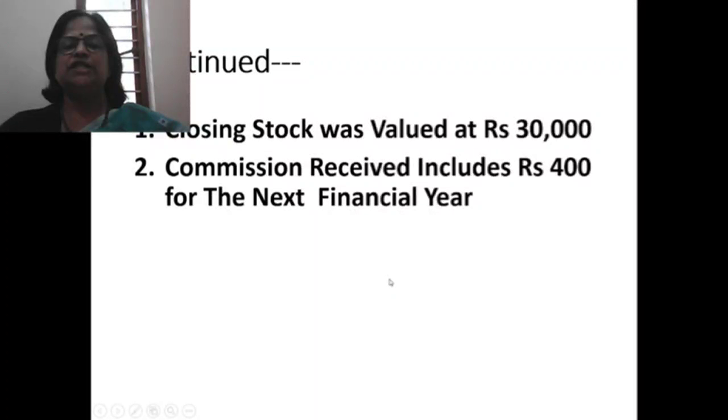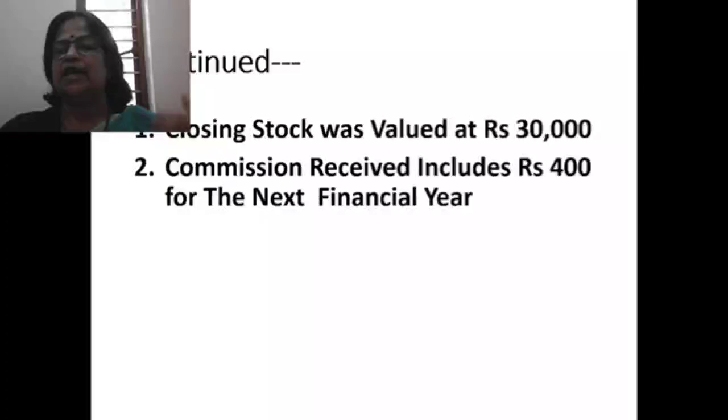Now, two adjustments. Closing stock was valued at 30,000. Closing stock you have to remember, trading account credit side, and it will appear as an asset in the balance sheet. Now, commission received includes 400 for the next financial year. So from the commission received, we will reduce 400 and it will appear as a liability in the balance sheet.